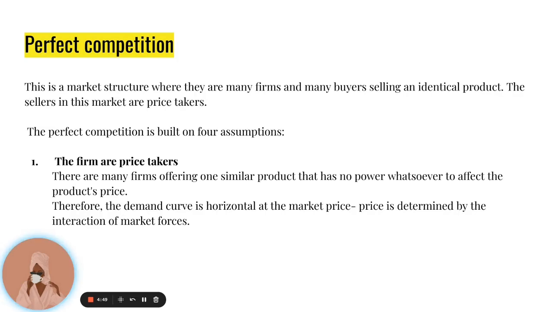Now, perfect competition is a market structure where there are many firms and many buyers selling and purchasing an identical product. So if you are now in this market and other persons are selling, the product that we are selling will be similar. They are the same. If I'm selling Adidas socks, then you are going to sell Adidas socks.